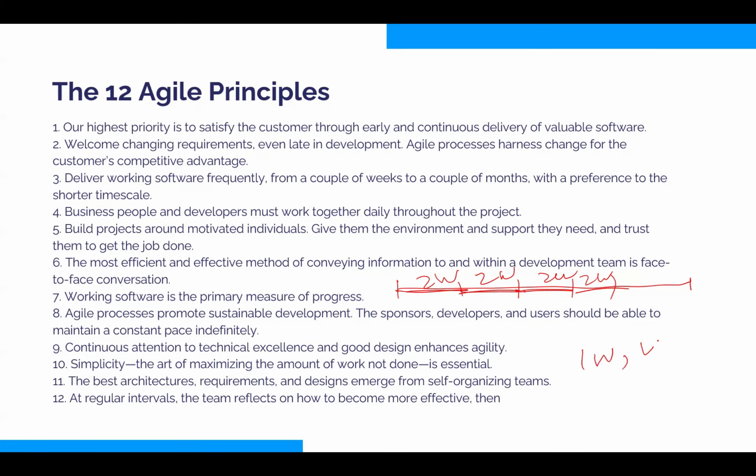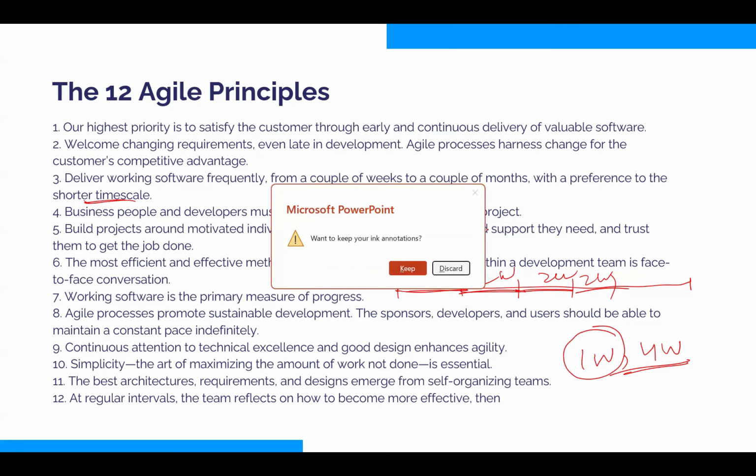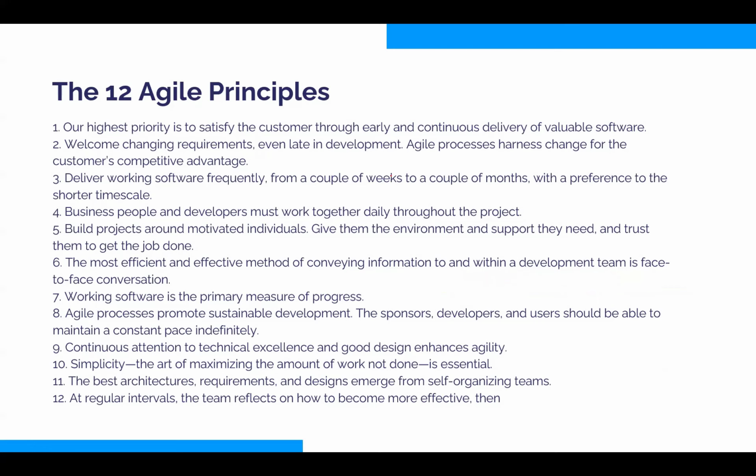Iterations could be 1 week. They could be 4 weeks also. You decide. The shorter, the better. Now you say, in my project, in 1 week, we could hardly build something. Then consider a little longer, 2 weeks. So whatever the size. The third principle is that we run a series of iterations, and the iterations could vary anything between 1 week to a couple of months max.